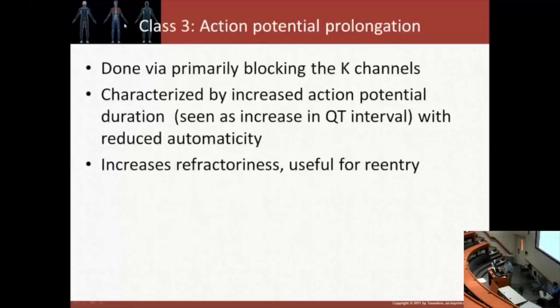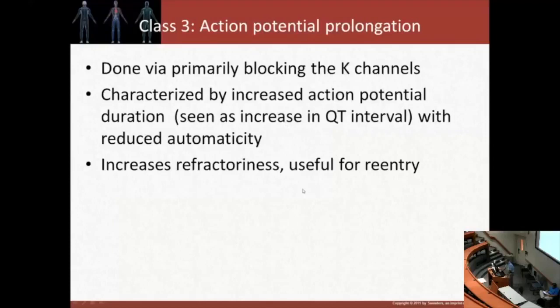All right? So let's look at the class 3 agents. These are the drugs that exist to essentially prolong the action potential, all right? And these are, again, the potassium channel blockers. And these are the ones that are essentially characterized to increase the action potential. And you can physically see this by an increase in the QT interval, all right?